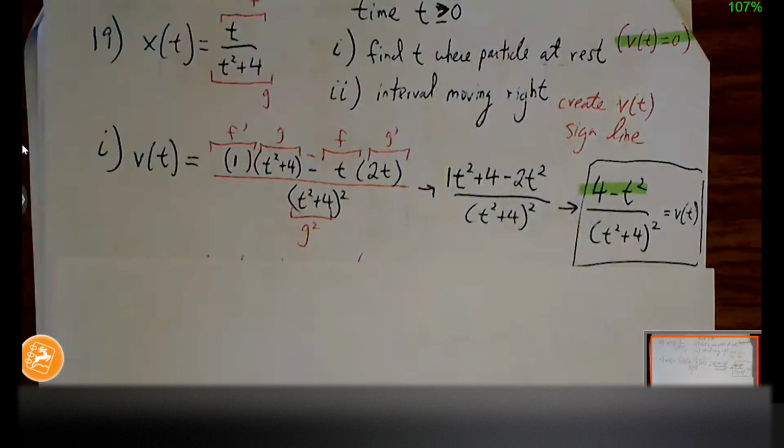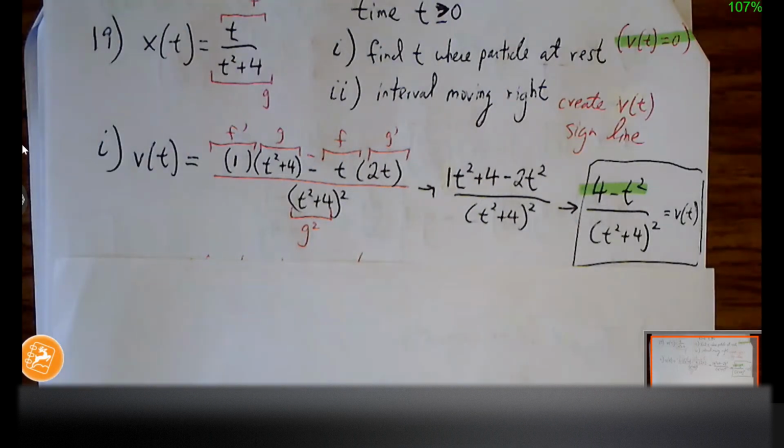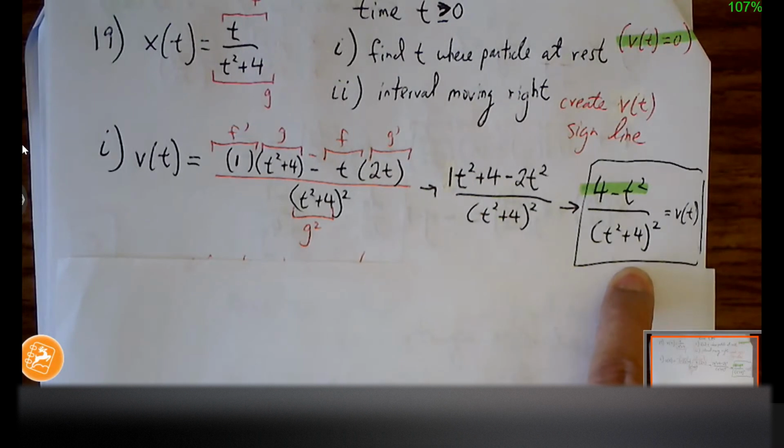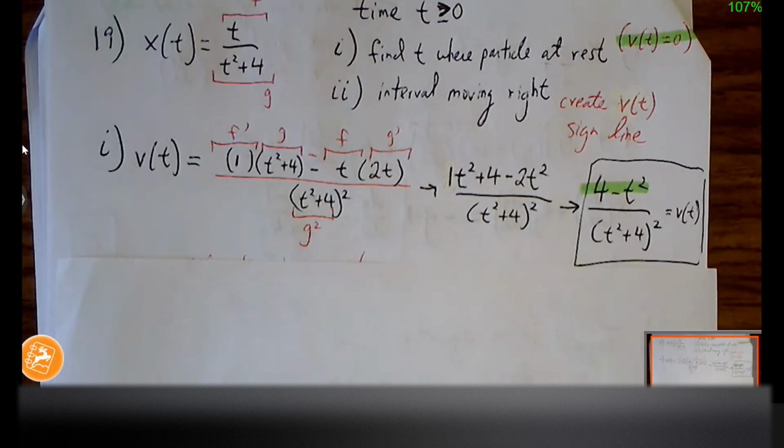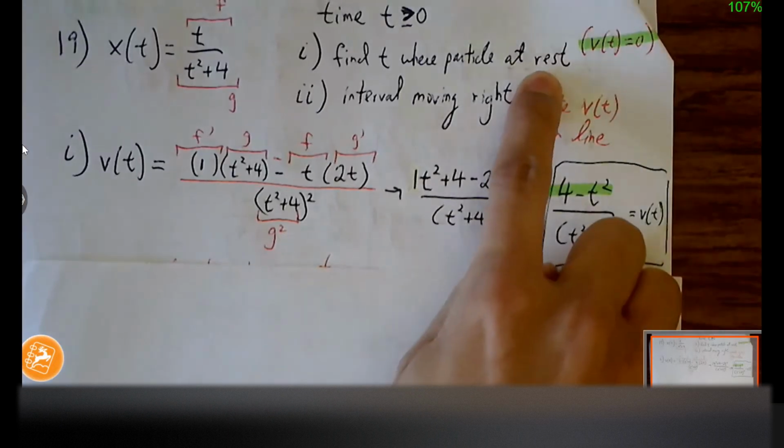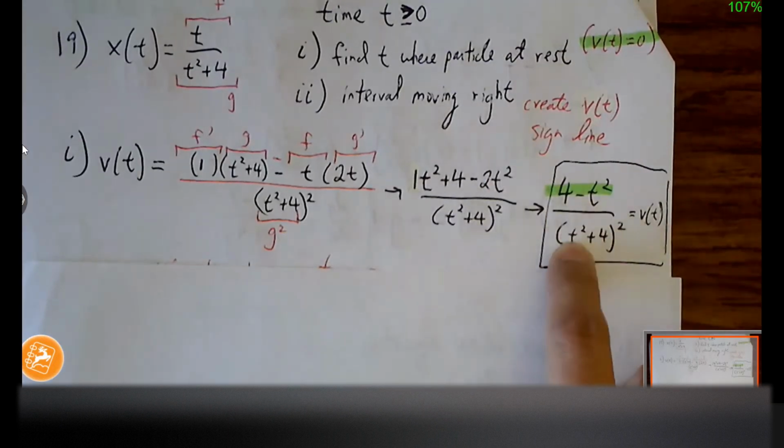All right, so any questions up to this point? Velocity cleaned up all the way. So now the next part is finding when the particle is at rest. So we know we have to set velocity equal to 0.